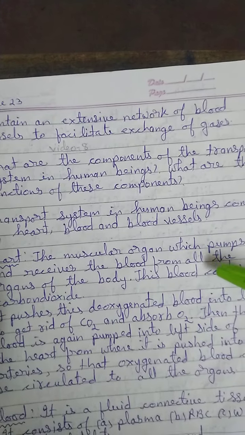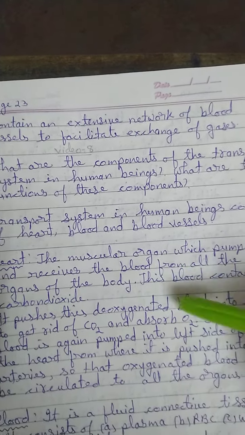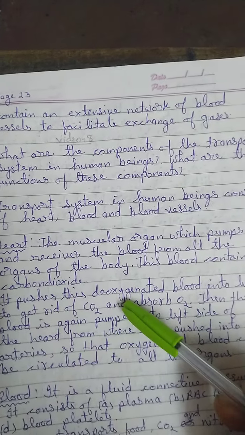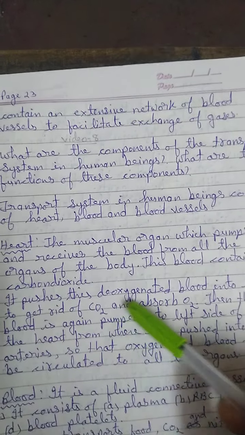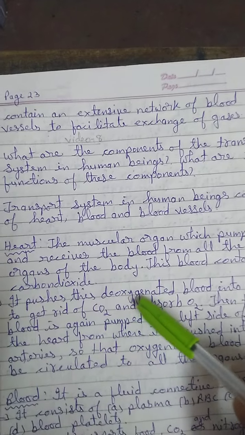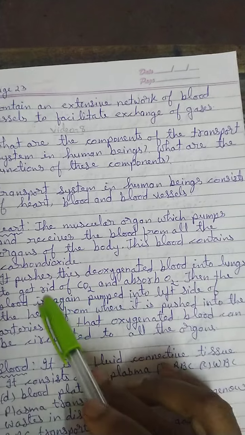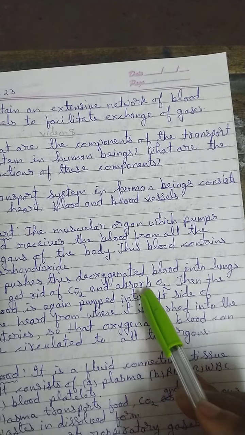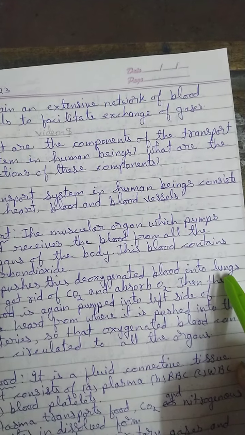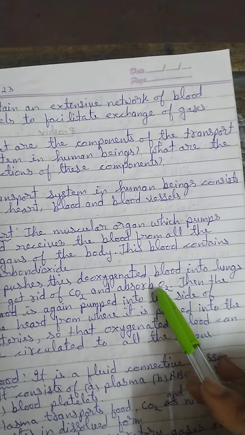So first of all, from all the organs the blood comes to the heart. It is pumped, and this blood contains carbon dioxide. It pushes this deoxygenated blood, meaning blood without oxygen, blood containing carbon dioxide, into the lungs to get rid of carbon dioxide and absorb oxygen. That means blood goes to the lungs and pours the carbon dioxide into the alveolar sacs, and from the sacs it absorbs the oxygen.